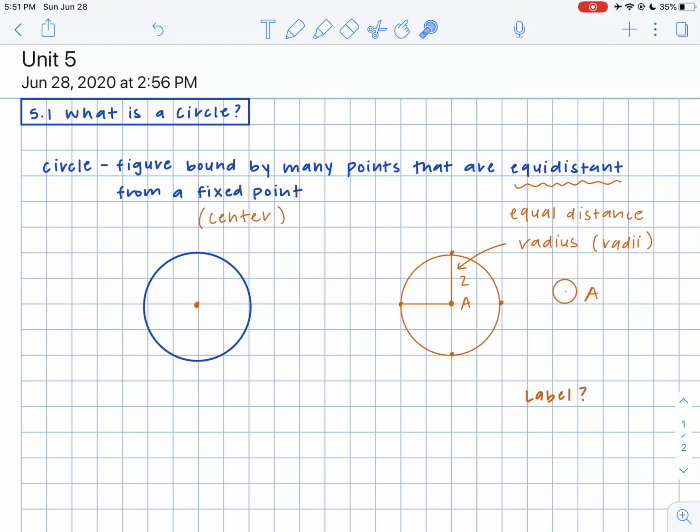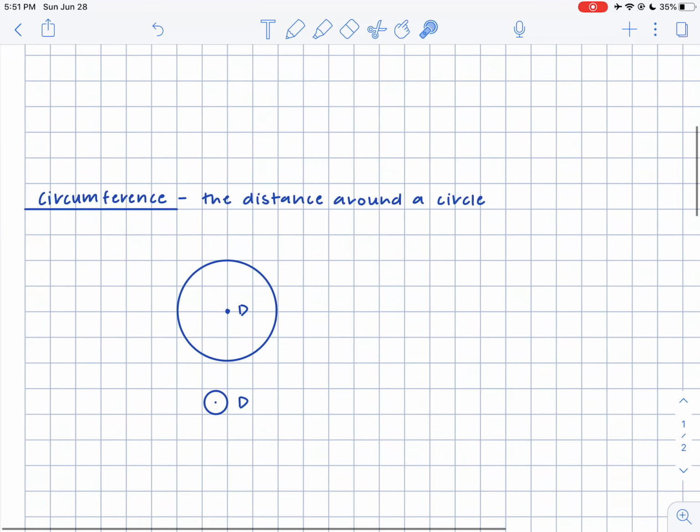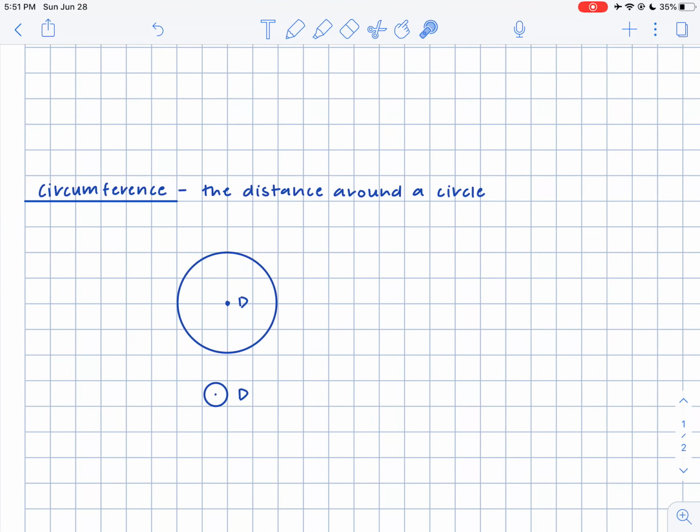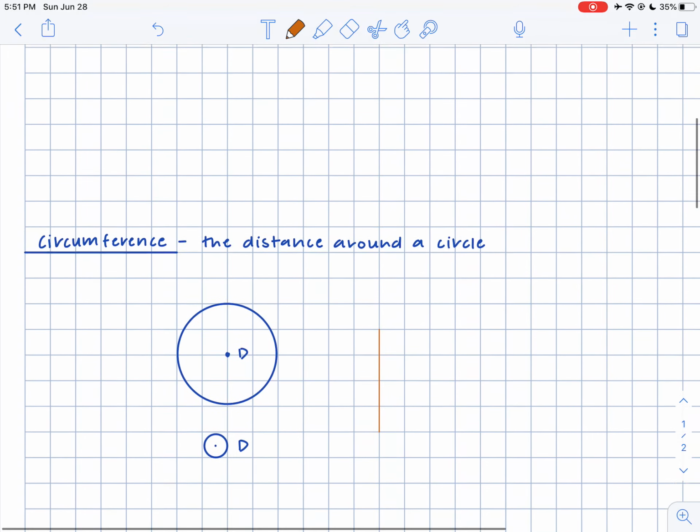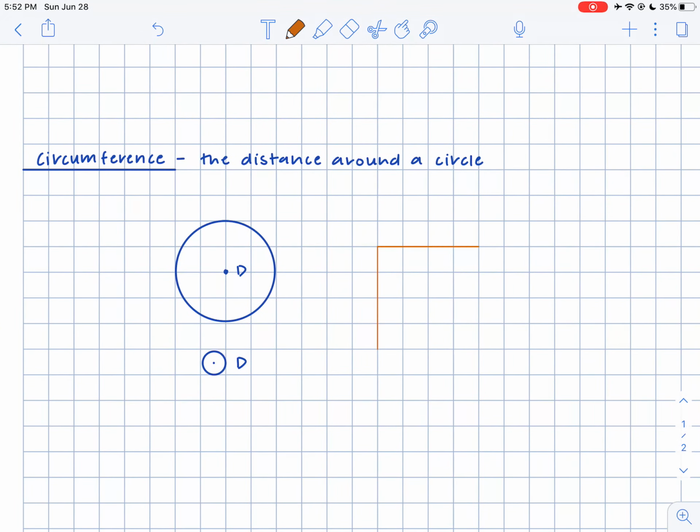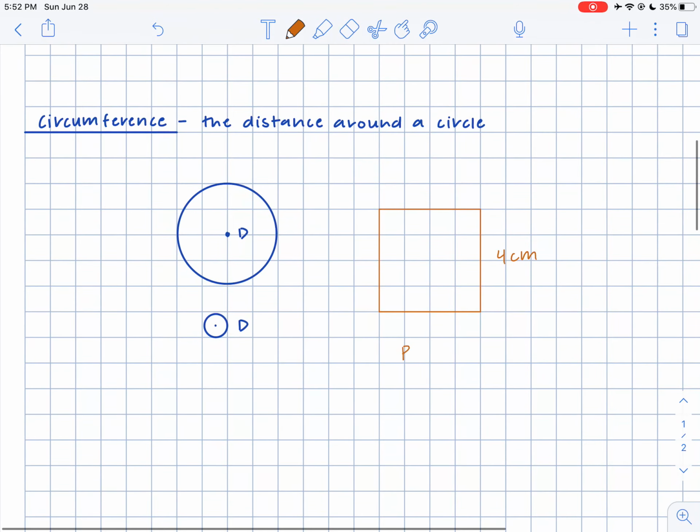Now, why is the radius important? It's actually important in calculating the circumference. So the circumference is the distance around a circle. So remember, if we were talking about a square, where it's the same on all sides, right? So let's say it's 4 centimeters. And you can calculate the perimeter and area of a square. So the perimeter would be the distance around the square.